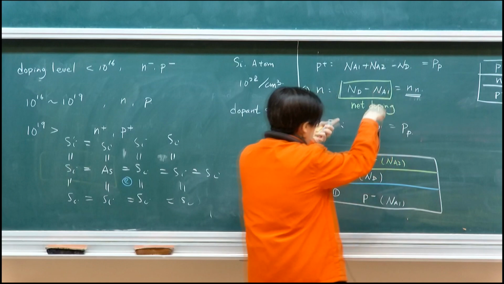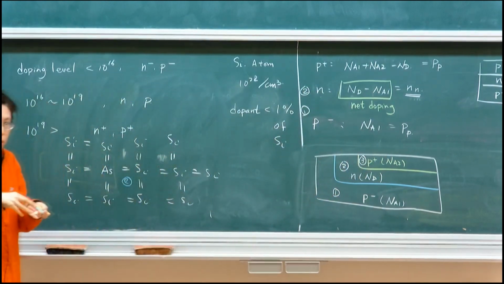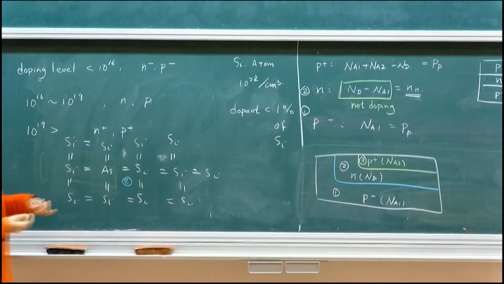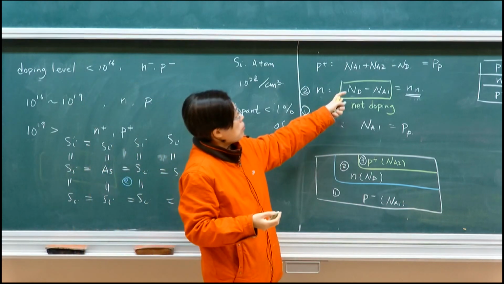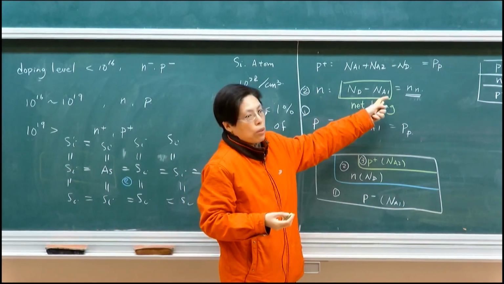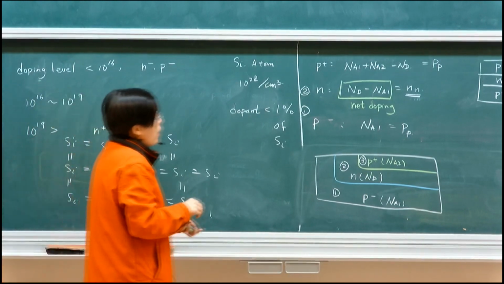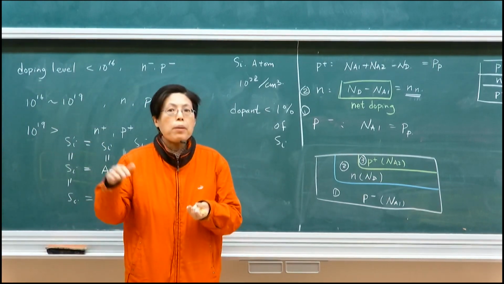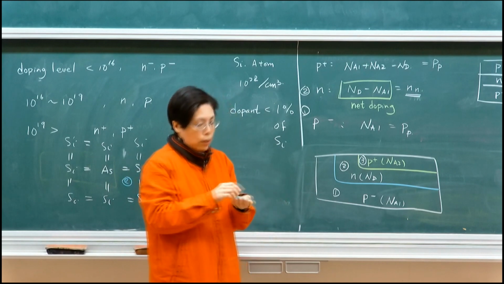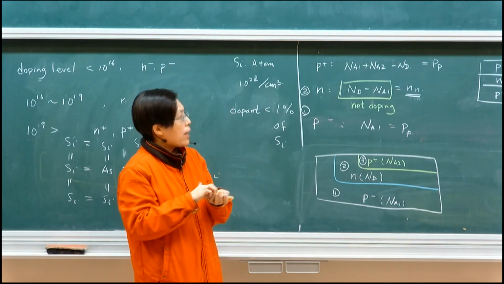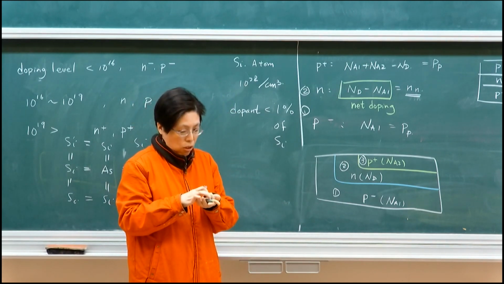If you have two types of dopants inside a region, that's your net doping. So your net doping should be the higher one minus the lower one. Okay? And then what happens is that if I dope it again, how do you actually find out its net doping?